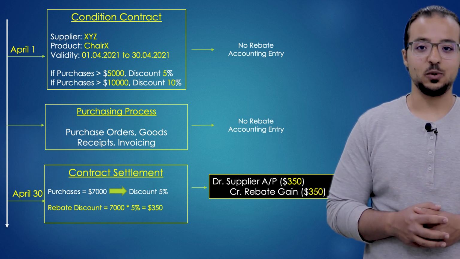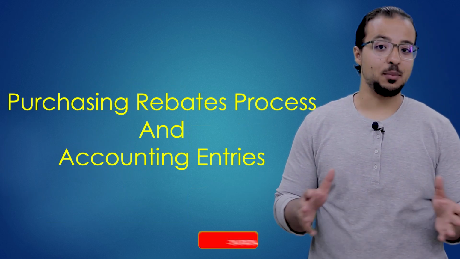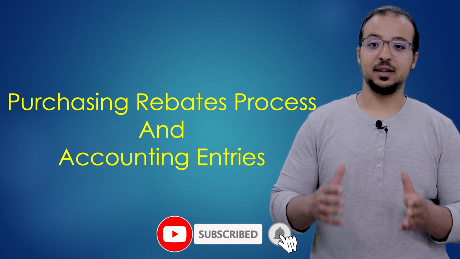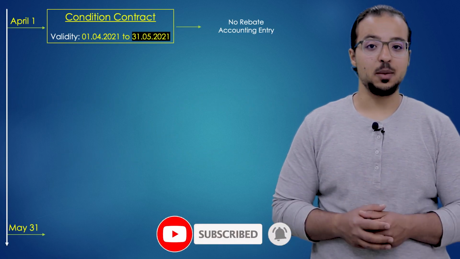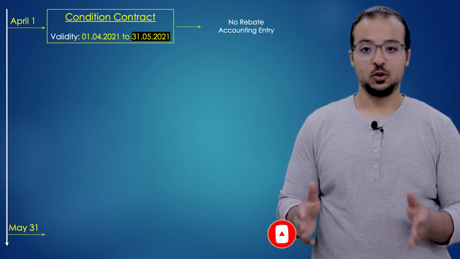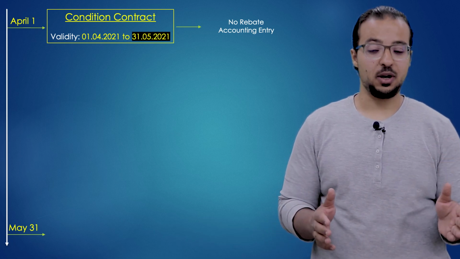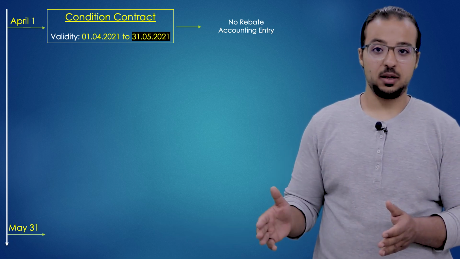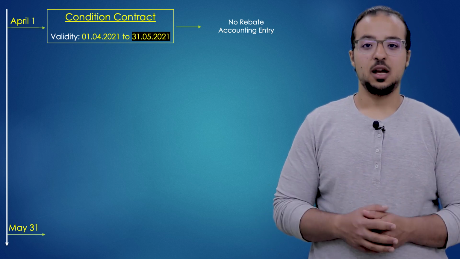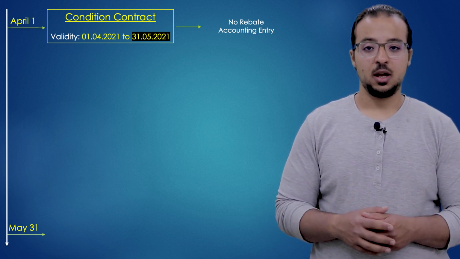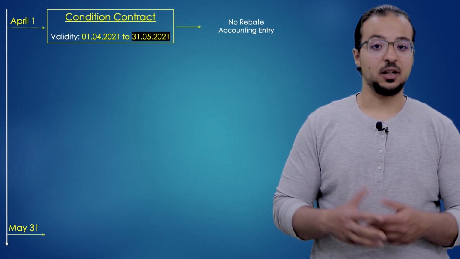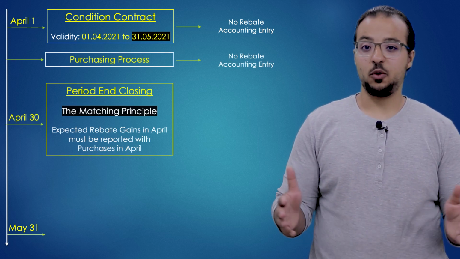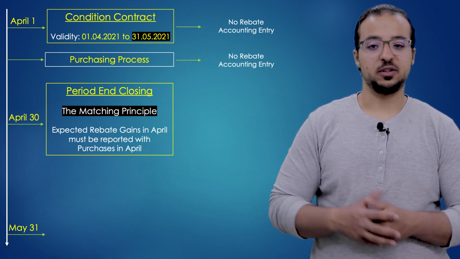for 350 USD. Now let's make the process a little bit more complicated, and let's say that our contract is not only for the month of April, but for April and May. So the contract will start in the beginning of April and will end by the end of May. Now let's look into the process. So the process will start the same way, by creating the rebate agreement in our system. And then within the month of April, we will buy the product from the supplier.